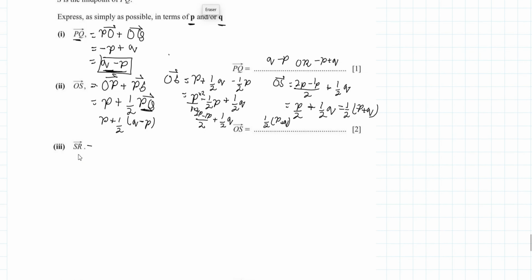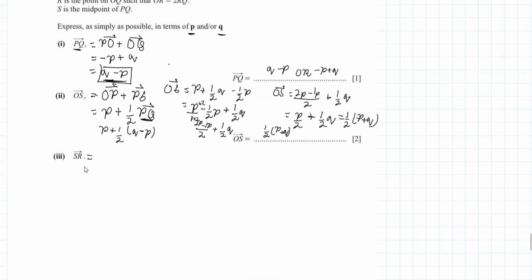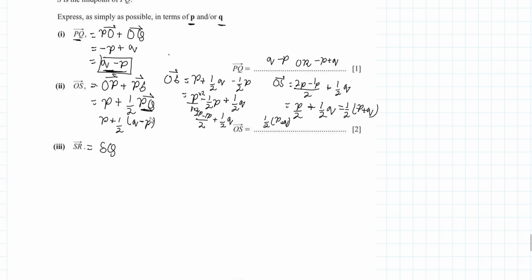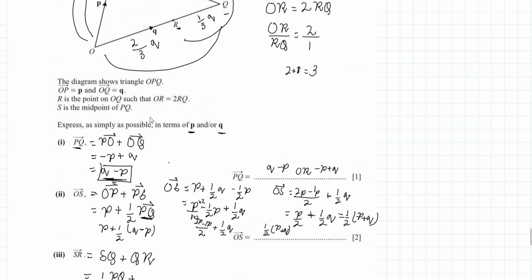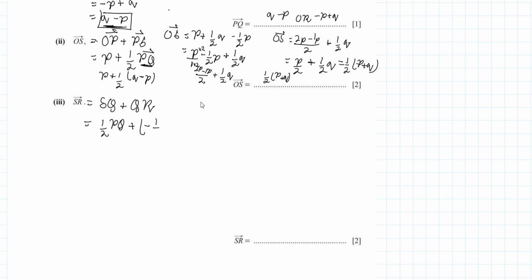Now SR, for SR it means you have to move from S to Q, and then Q to R. S to Q is basically 1 upon 2 PQ plus, but from R to Q is minus 1 upon 3Q because you are moving against the direction, minus 1 upon 3Q. Now in this you know the value of PQ that we already figured out in part number 1 is Q minus P, so 1 upon 2 (Q minus P), plus minus 1 upon 3Q.